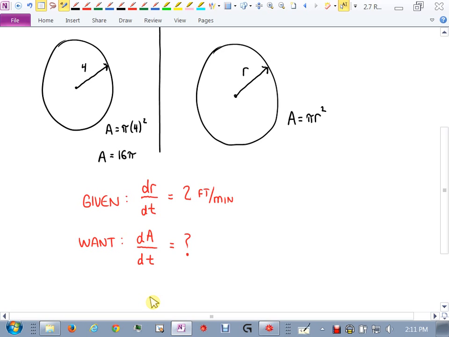So next to this, I'm going to put at what point in time? When what's 4 feet? So at r equals 4. Or you could say when r equals 4.